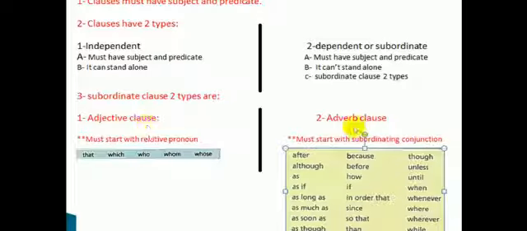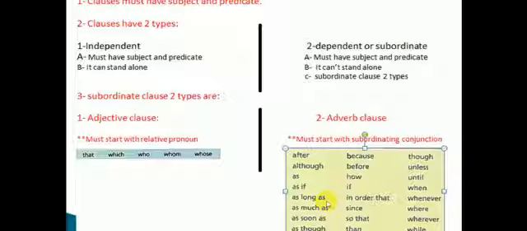The other type is adverb clause. An adverb clause must start with a subordinating conjunction. What are the subordinating conjunctions? These are the most common subordinating conjunctions: after, although, as if, as long as, as much, and you can read all of them. I think it's very easy, and I will repeat it again.